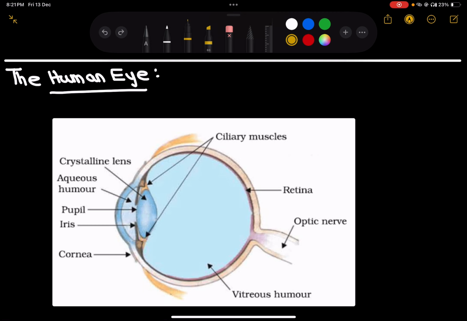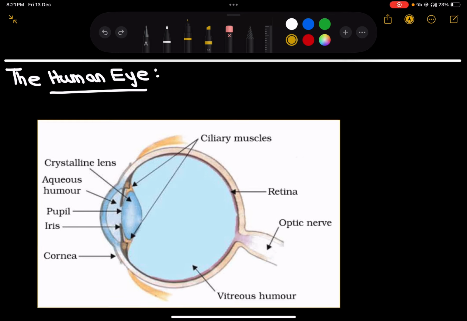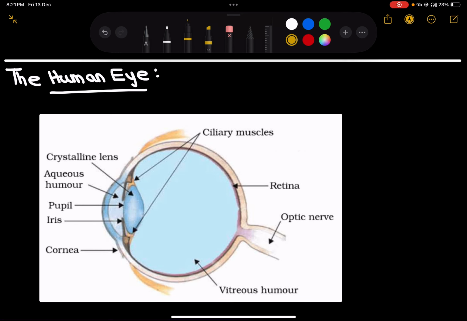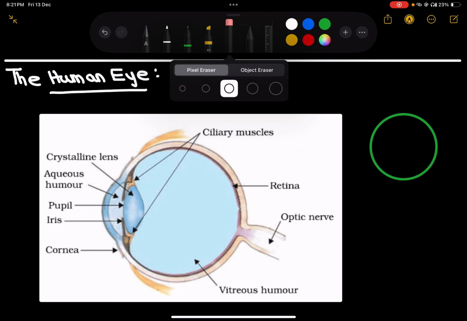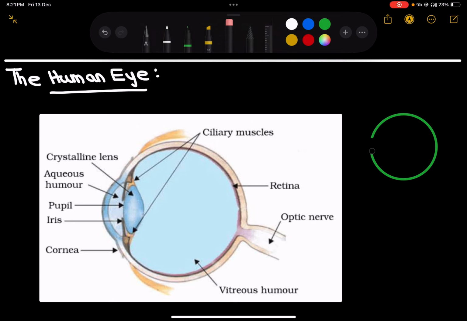Firstly, how to draw this very complicated looking diagram. This is the diagram which is given in your NCERT, so I'm going to explain through that itself. It's actually very simple. First, I'll walk you through the process. You draw a circle, and then you rub out the front part of it. Then you draw a small bulge there.